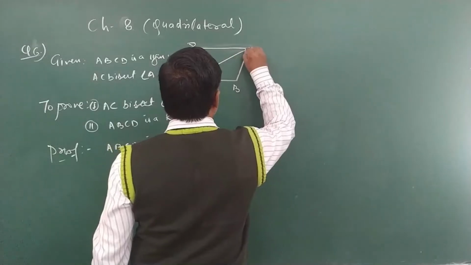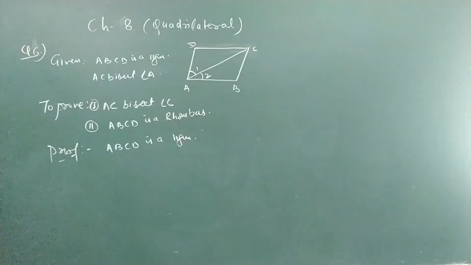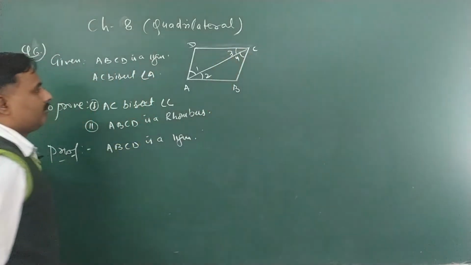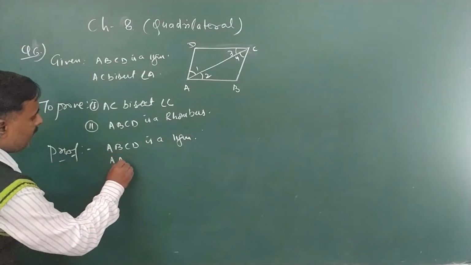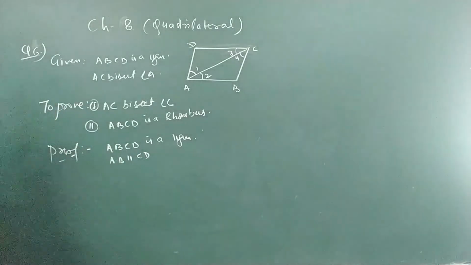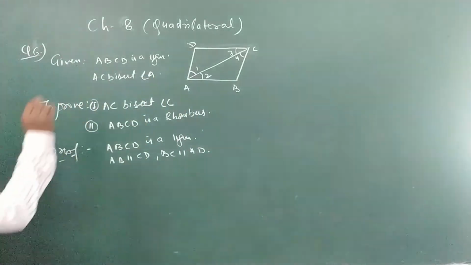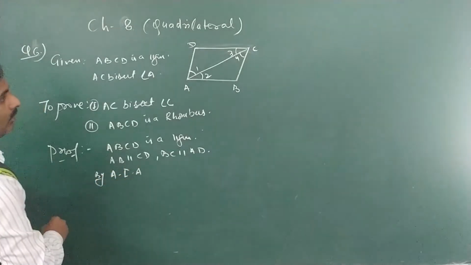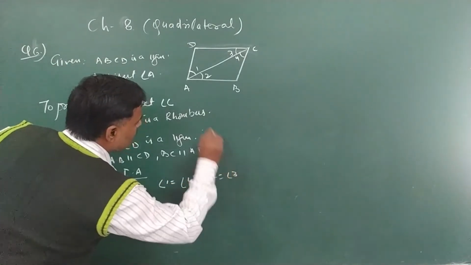AC bisects angle A means angle 1 and angle 2 are already equal. What is given? Angle 1 and angle 2 are already equal. We are proving that angle 3 and angle 4 are also equal. Now ABCD is a parallelogram, so AB is parallel to CD and BC is parallel to AD. So by the alternate interior angle property, angle 1 is equal to angle 4 and angle 2 is equal to angle 3.